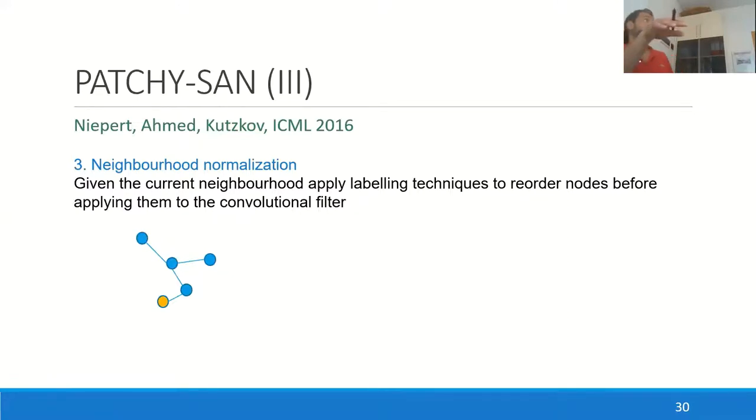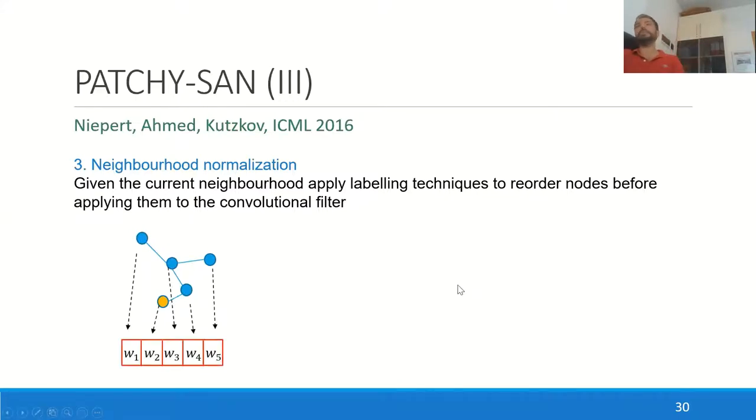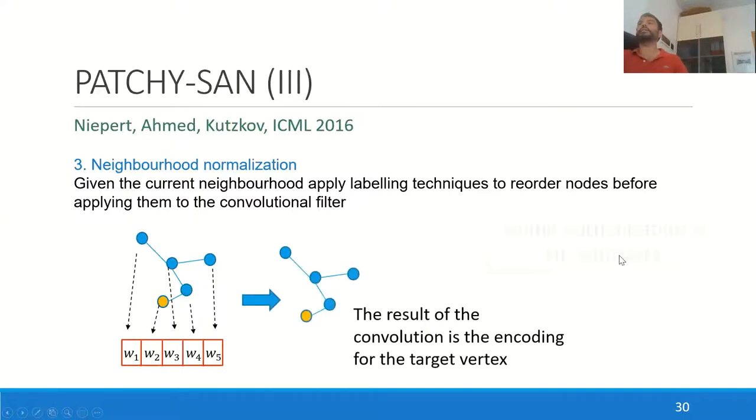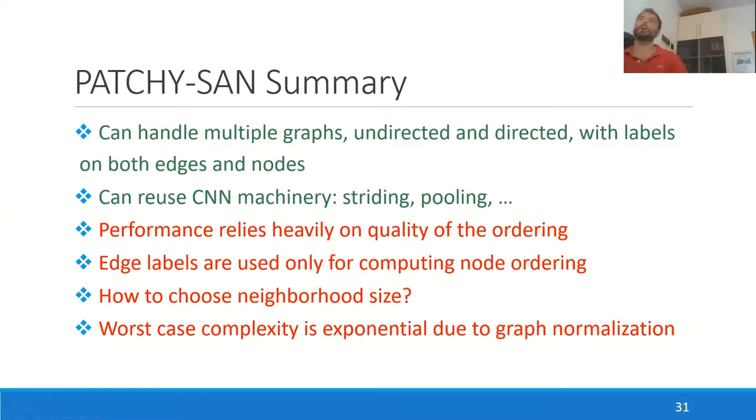It's a well-known NP-hard problem. Okay, so you can't really think about solving it hardcore. What they did is basically, again, leverage some graph coloring technique in order to approximately solve it, okay? And basically they provided this solution, but of course, this is an interesting model which really tries to get the exact correspondent of a convolutional neural network for images into the graph world, can handle multiple graphs, both undirected and directed, in a sort of natural way. If you compare it with the spectral approaches, you can have labels on both edges and nodes. You can really reuse all the machinery from the convolutional neural network for images, like striding, pooling, even if you want.